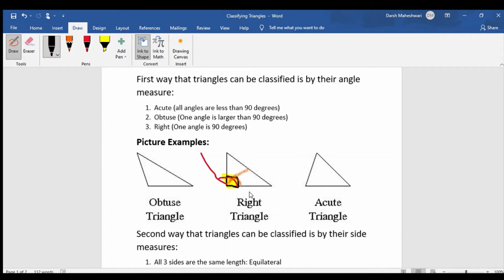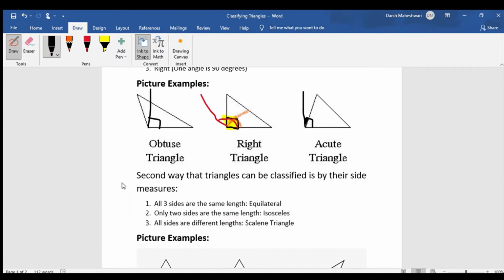So yeah, that is how you can tell. Now let's go over these picture examples. Obtuse, as you can see, a right angle would be about over here. So you can see this is more, so that's why it's obtuse. Right triangle we already went over. And acute, a right angle would be about here, so you can see that this one is less because of this shaded area.